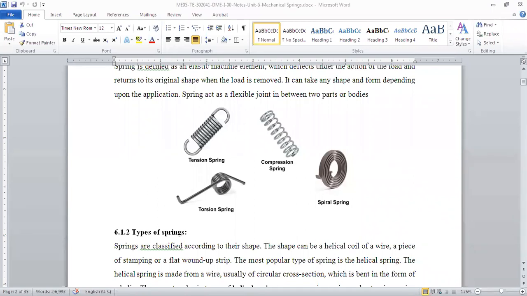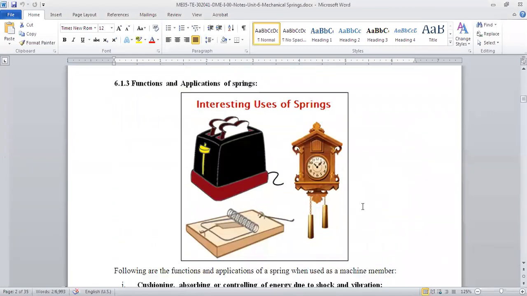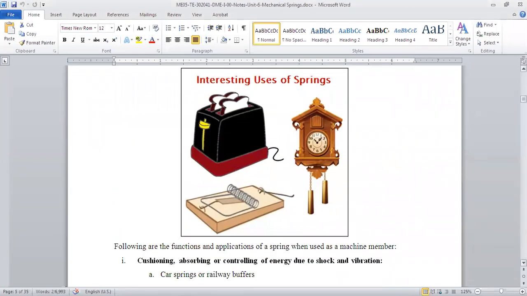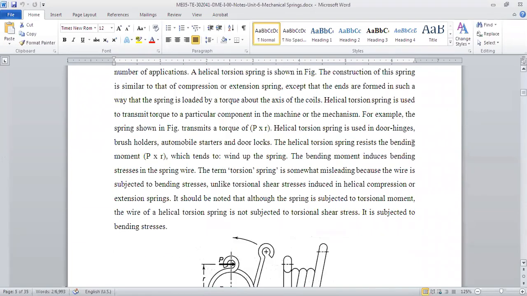I think I have a diagram of that also somewhere. Like here this spring is used, right? So it is used in a clip.